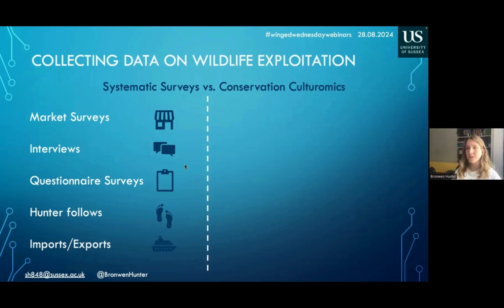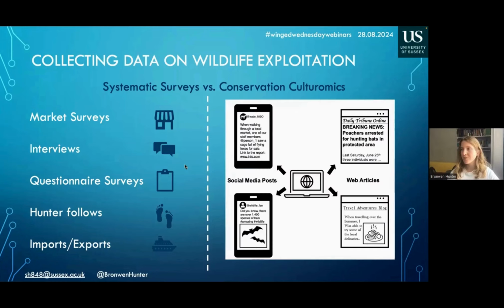But my PhD is focused on the internet as a data source for conservation. This can actually provide really rich insights into people's thoughts, feelings, and also interactions with the natural world. And the use of the internet or digital data for conservation research is now known as conservation culturomics. And when we're thinking about wildlife exploitation, I've mocked up a few examples of what kind of data we might be interested in.